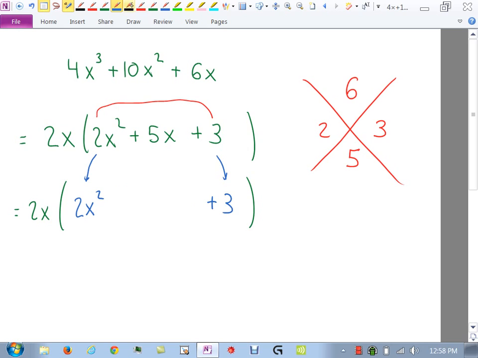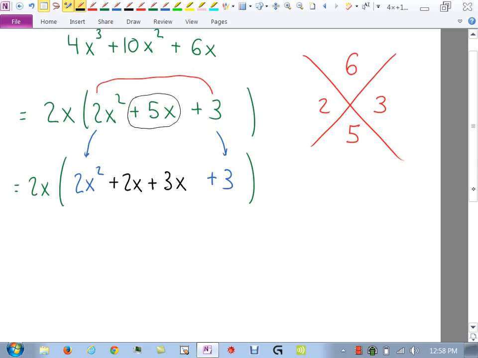And then the inside piece, that 5x in the middle, I'm going to rewrite that 5x using 2 and 3. So how can I rewrite 5x using 2 and 3? 2x plus 3x, right? So the inside here is going to become plus 2x plus 3x. And by doing that, we've now created 4 terms on the inside. So we do grouping on that.